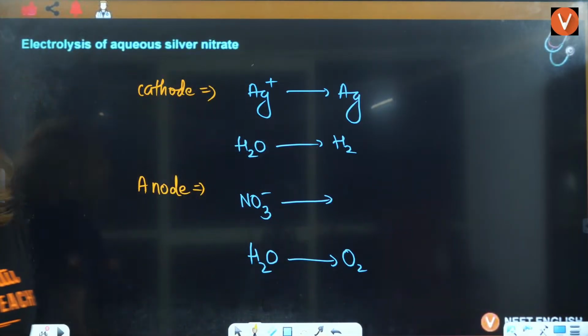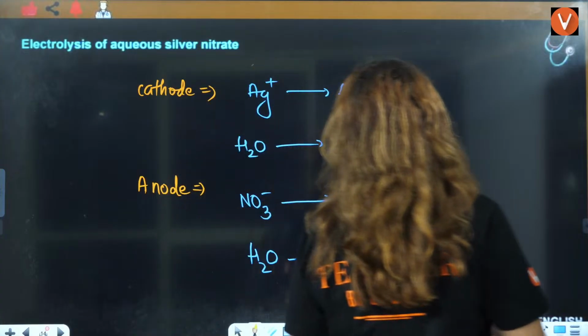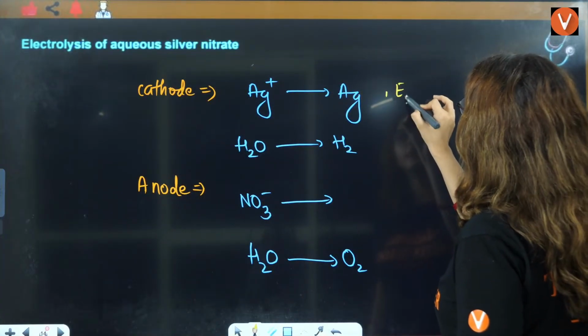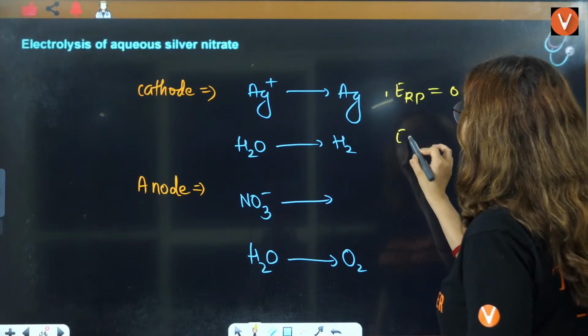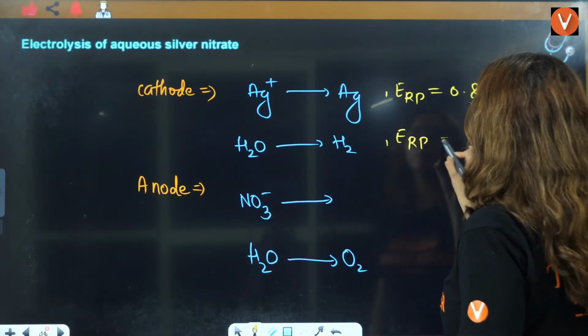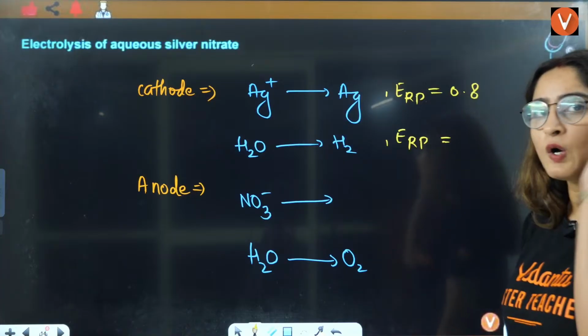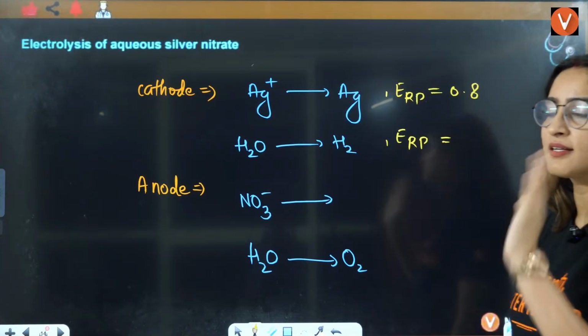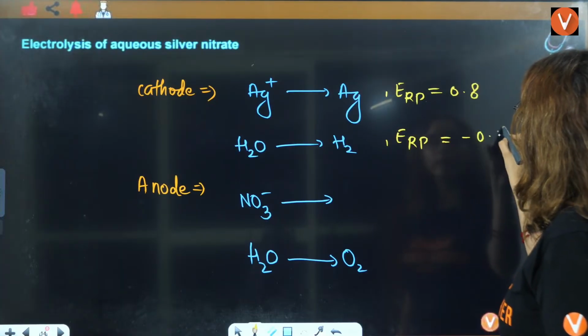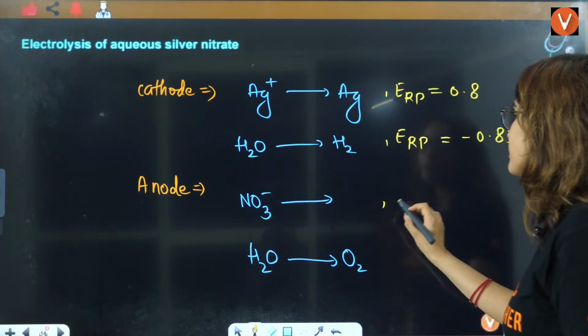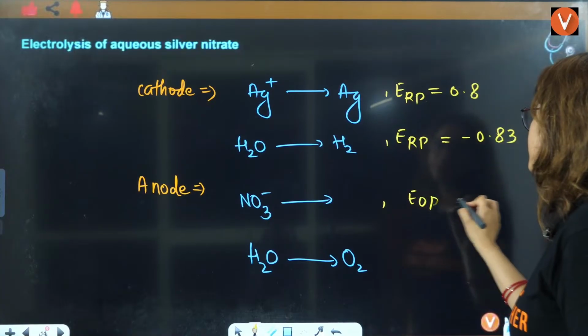Okay, so let me just see the value of silver here. The value of silver reduction potential is 0.8. This value, guys, this too you should definitely know. By now, I think you already can answer this. I think it's the fifth time I'm writing this here. 0.83, right? Oxidation potential.